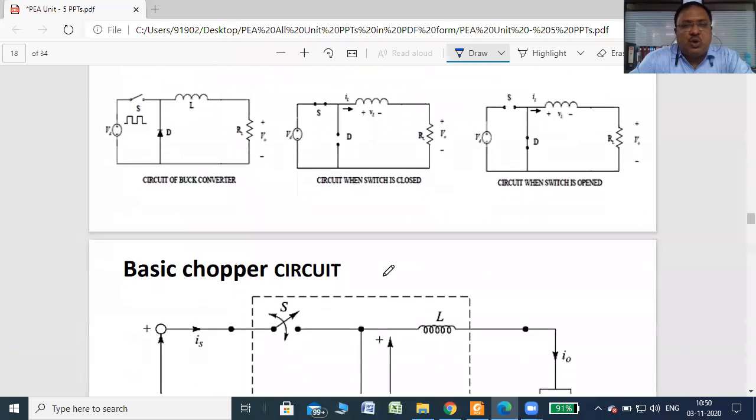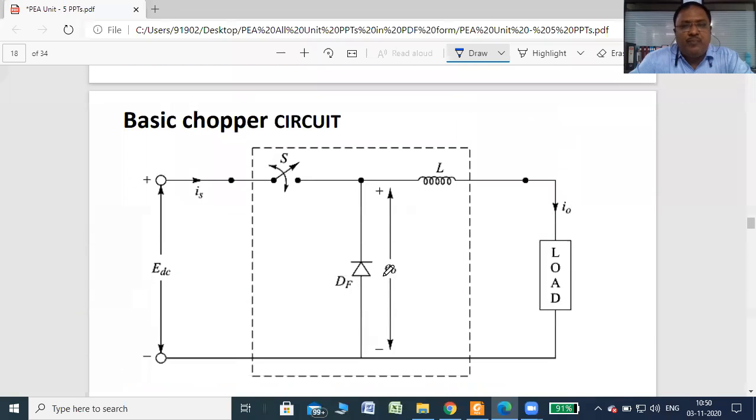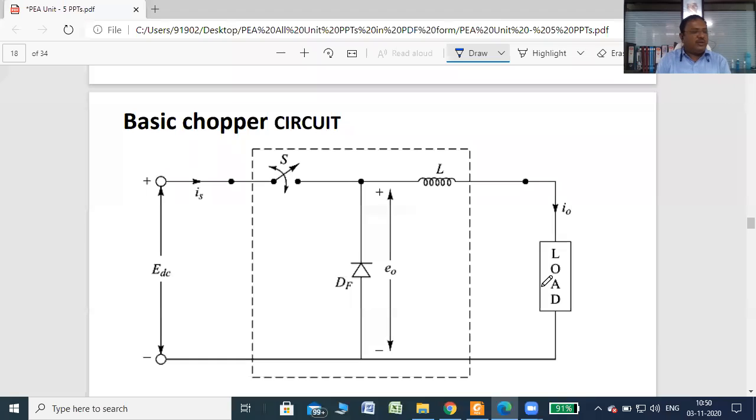Then we have already seen the step down chopper, also called a buck converter. This is a bigger diagram for the step down chopper. The working of this chopper I already explained in the last lecture, but I'll explain it again in short. In this chopper circuit, there is one switch which is connected in series with the supply and load. This element itself is called a chopping element, or you can say chopper.